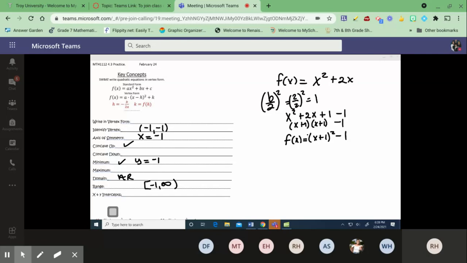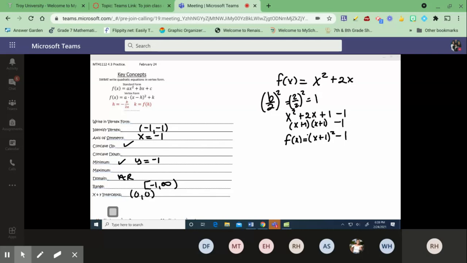What's my y-intercept? If I had to put a number back there for c, what number could I put? Well, if my x is 0, what does y equal? 0. So I've got (0, 0) for my y-intercept.